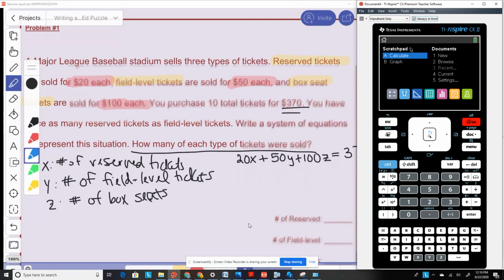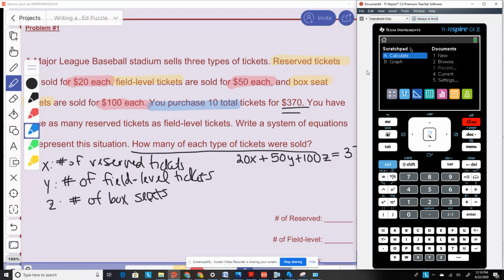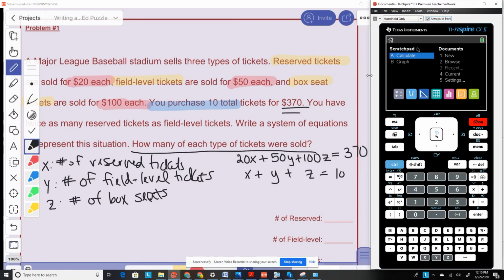The next thing I found of importance was there's 10 tickets total. So if I add up X plus Y plus Z, I get 10 tickets total. Now to find the third equation, because if I have 3 variables, I need at least 3 equations. It says you have twice as many reserve tickets as field level. Whenever it's comparing, twice as many as what? As field level. So I'm going to start with field level and say twice as many field level equals reserved.